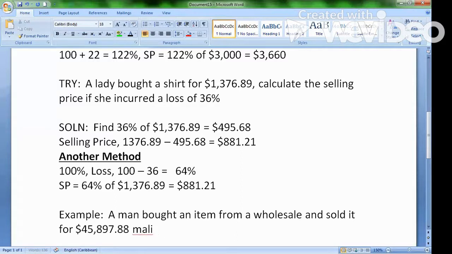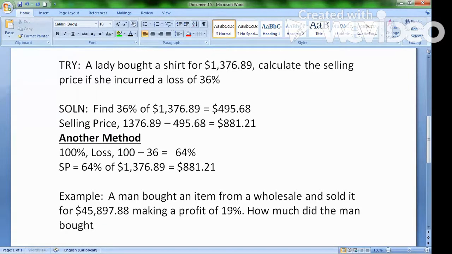making a profit of 19%. How much did the man buy the item from the wholesale for?